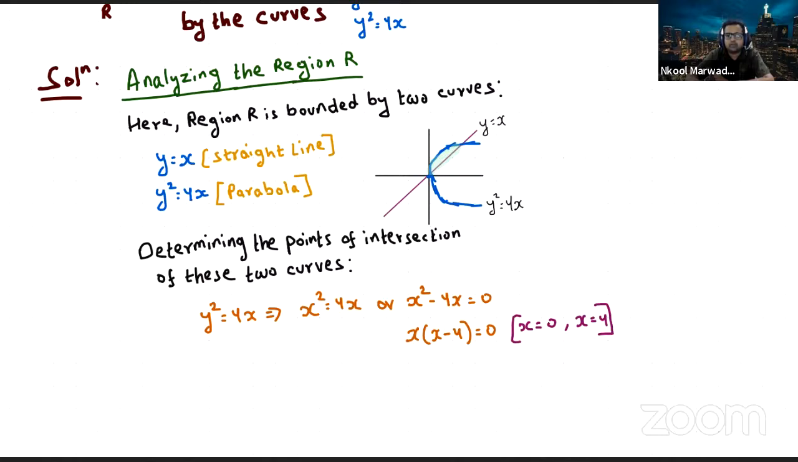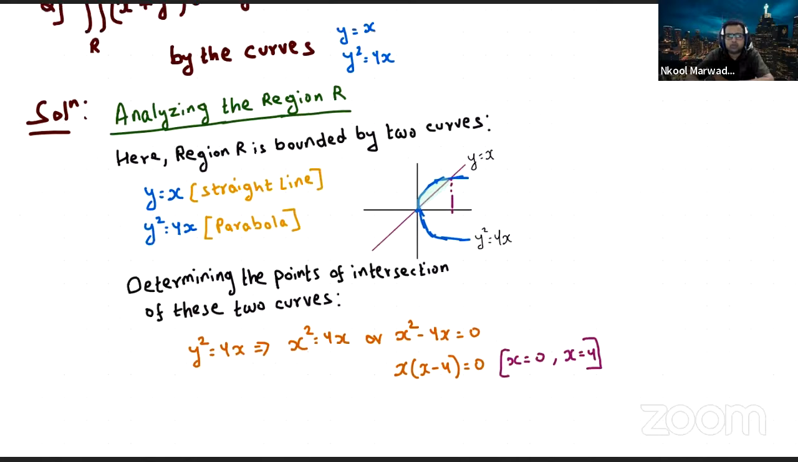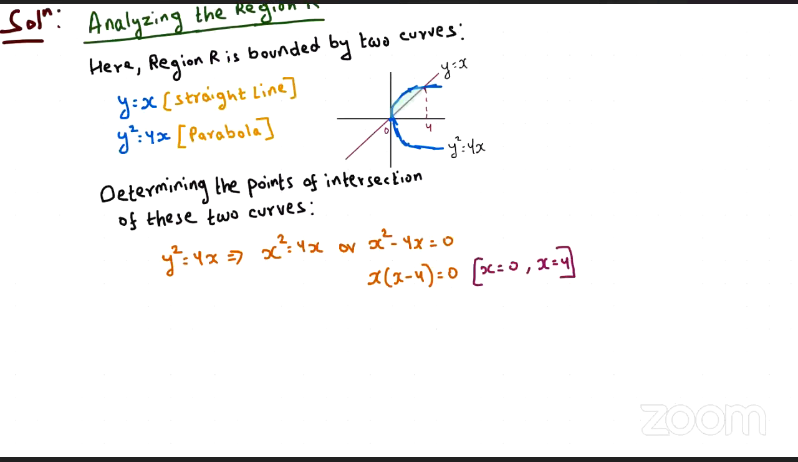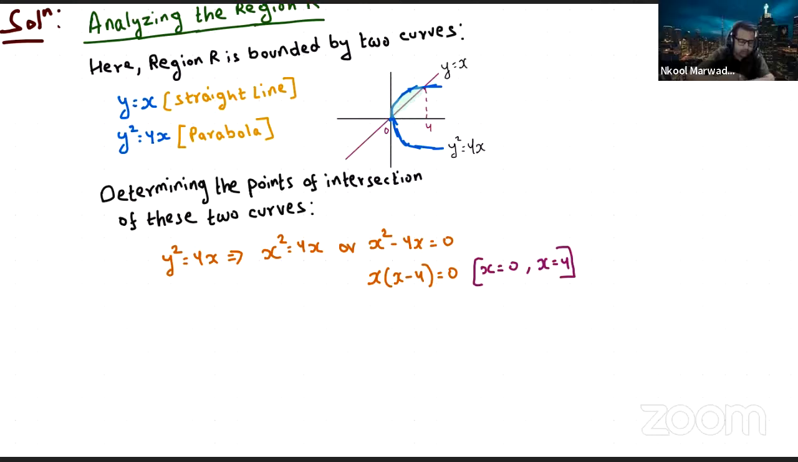So this is x is equal to 4, and this is x is equal to 0. At these 2 points, the two graphs are intersecting. Now, once I got the x, I can get the y. Since y is equal to x, at x is equal to 0, y will be 0.